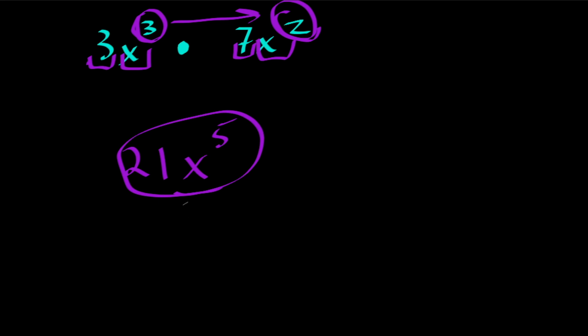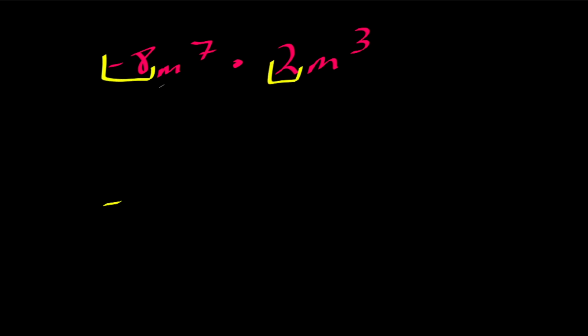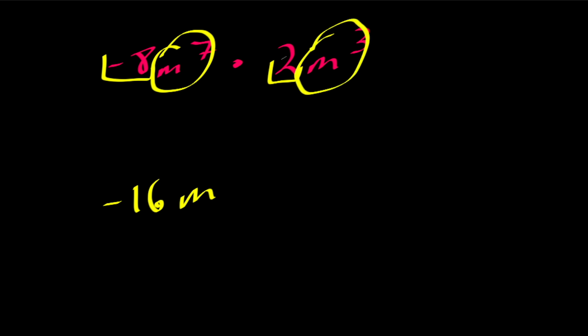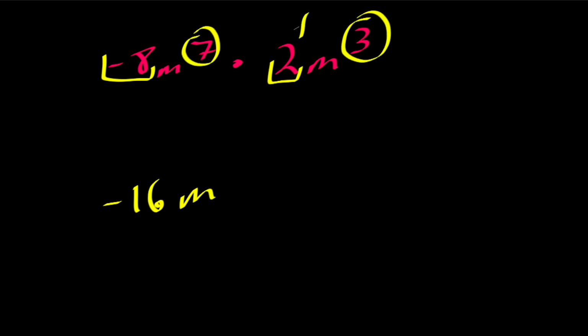Let's look at maybe one more, and then we'll move on. Let's say I have negative 8m to the 7th times 2m to the 3rd. Try this one. We multiply the coefficients: negative 8 times 2 gives me negative 16. Then we multiply m to the 7th times m to the 3rd. Since we're multiplying, we add the exponents, so m to the 7 plus 3, which is m to the 10th.